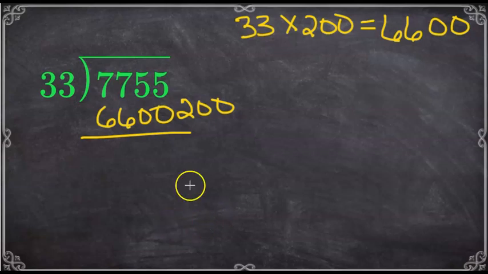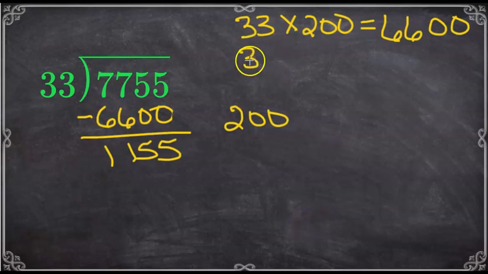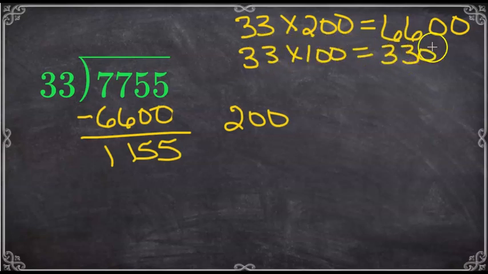So let's subtract. Let me move that over a little bit. So my 200 we'll put over here, and 200 times 33 is 6,600. Let's subtract here. That's going to be a 5, a 5. That's going to be 1,155. All right, so I know 200's too high. I also know 100's too high because 33 times 100 is 3,300. So I can't use that down here.